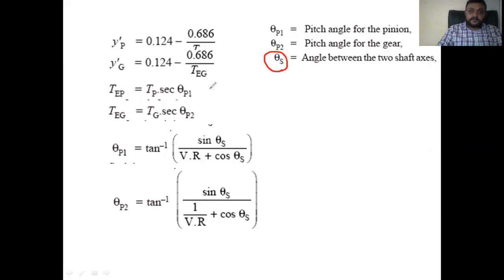From these things, what you have to do is find out the equivalent number of teeth on the pinion and the equivalent number of teeth on the gear by using this equation: TP sec theta P1 and TG sec theta P2. Theta P1 is the pitch angle for the pinion and theta P2 is the pitch angle for the gear. And from these two equations, you can easily find out theta P1 and theta P2. If theta S is given, the sum of theta P1 and theta P2 is theta S, and that is the angle between the two shafts. So this is how you can find out the equivalent number of teeth on pinion and gear.